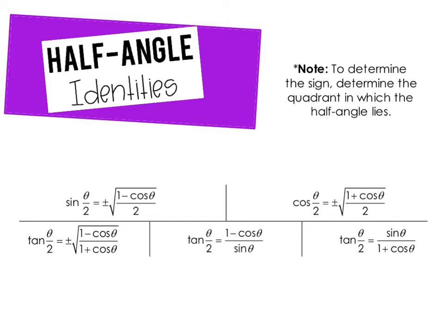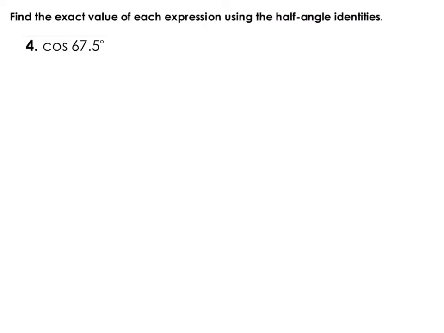For half angle identities, we have 5 different equations that we can work with. One for sine, one for cosine, and then 3 different ones for tangent, depending upon what information you know and what looks like it would make the most sense for you to work with. So feel free to have these with you when you're working on your problems at home, and we'll jump right into some examples.